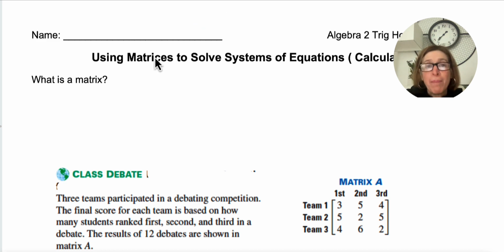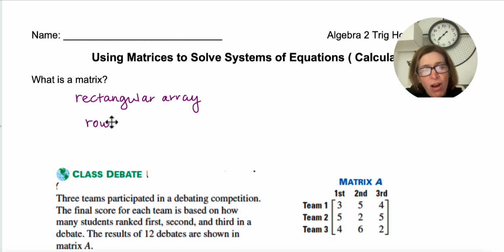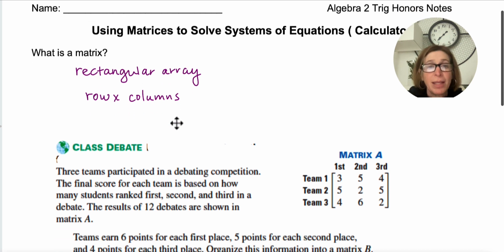A matrix, or matrices in plural form, is a rectangular array of numbers. If you're in computer science, you might already be familiar with these. They're organized in rows and columns, and that's how they're described. We describe a matrix based on the number of rows and columns, and we give it dimensions.